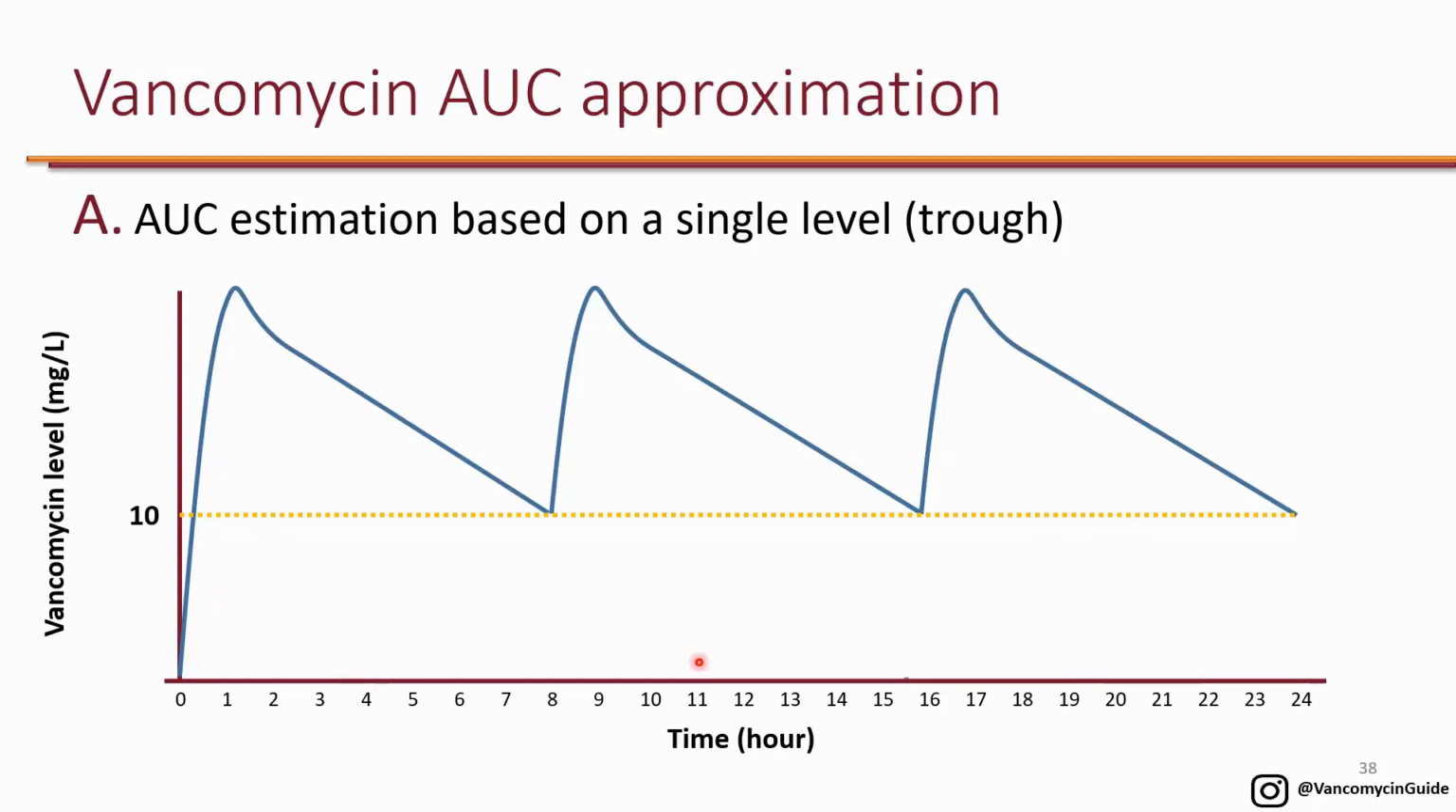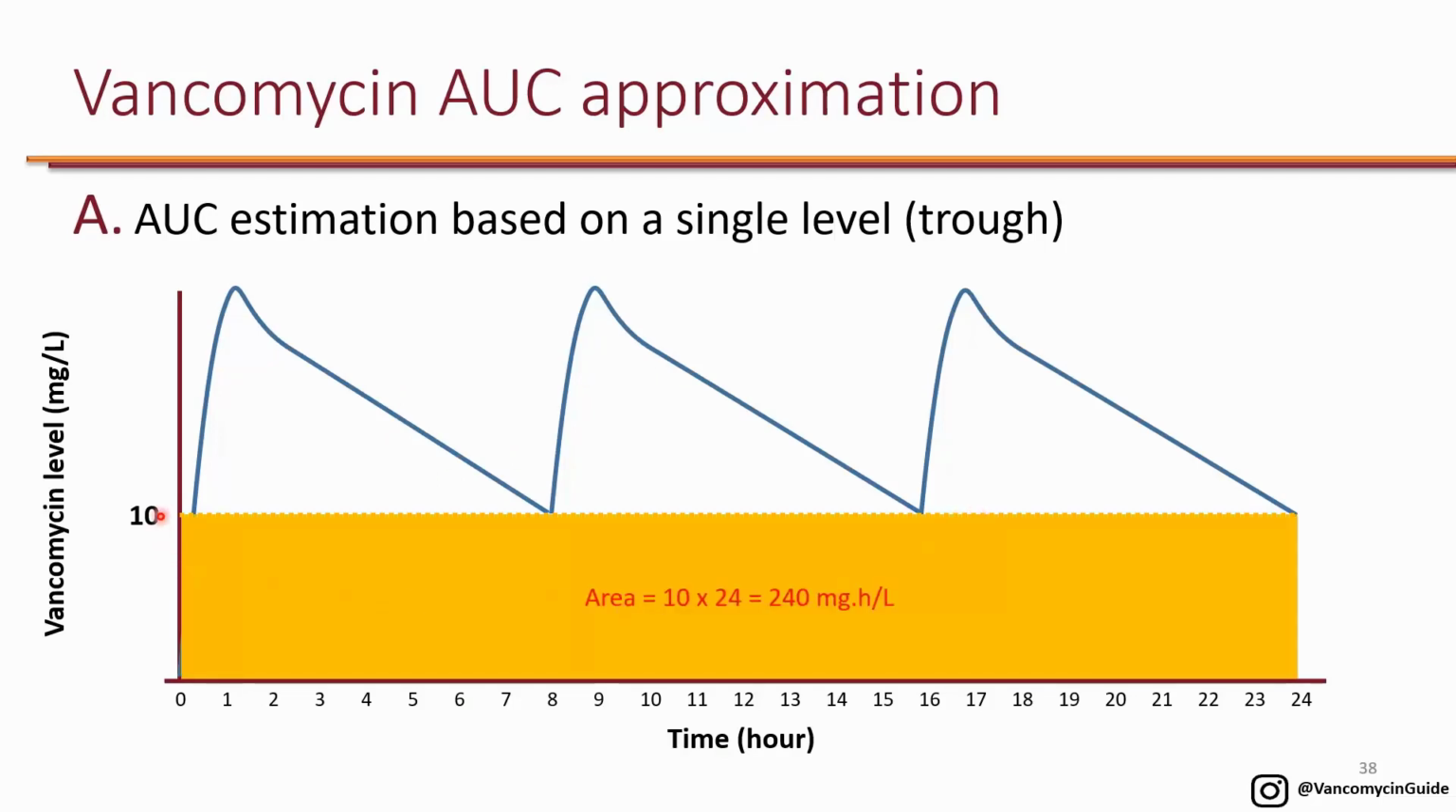Now, if you get a single level, just a trough, the question is, can you estimate how much the AUC would be? Because the AUC is the area under the curve, if you have a trough of 10, you can say that this level never goes below 10. So you can say that the area under the curve is at least 10 times 24, which is 240. So this area is at least 240. And then you also have all of these areas at the top, which we don't know because we don't know what the peak is. So that's the issue.